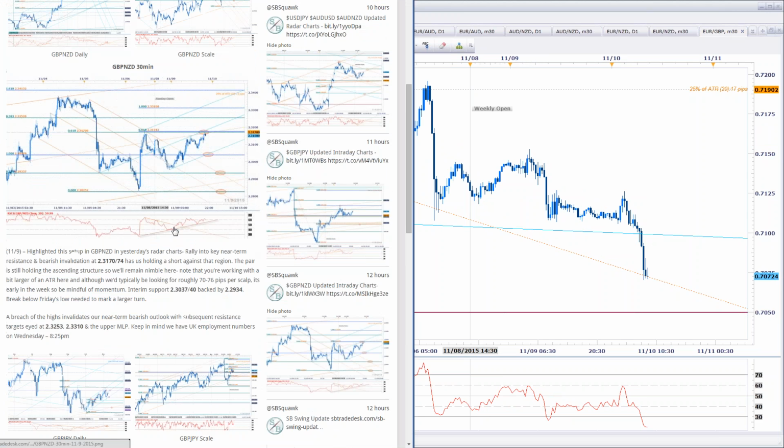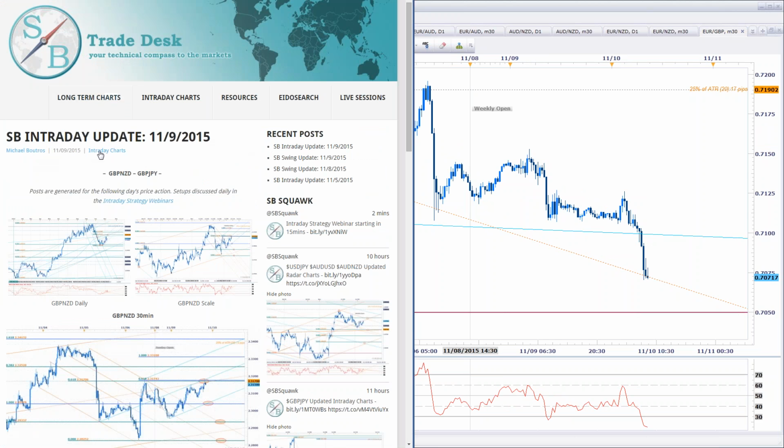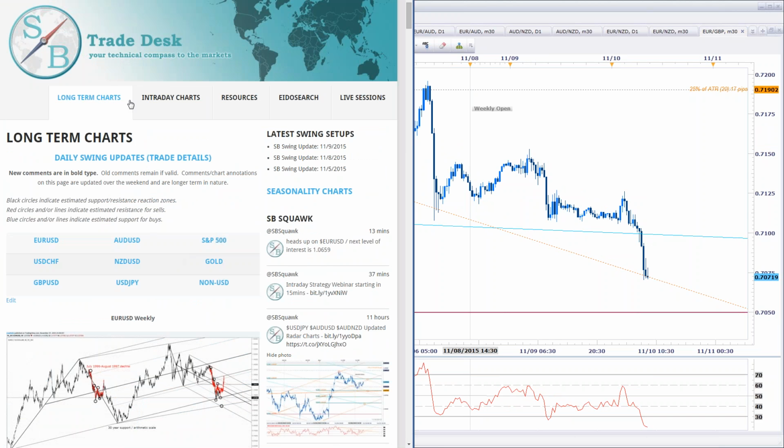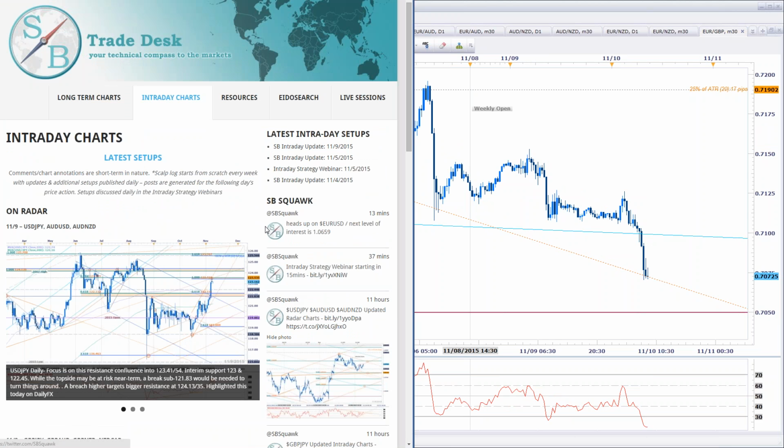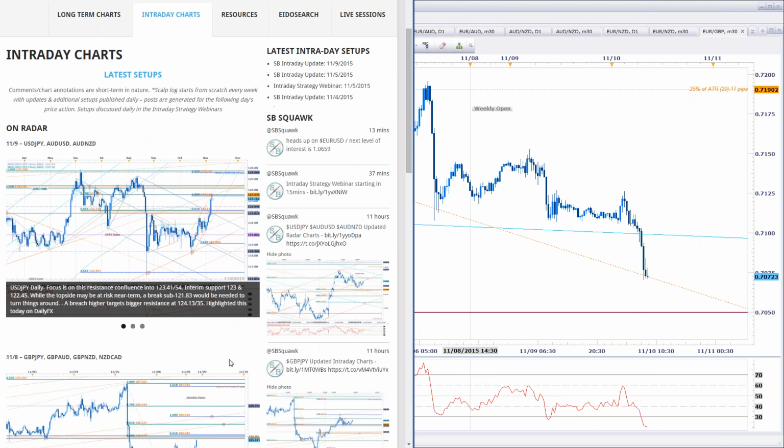Here's what dollar yen looked like last night. And then what I also want to do is take a look at the Aussie yen, which looks very interesting to me here as well.